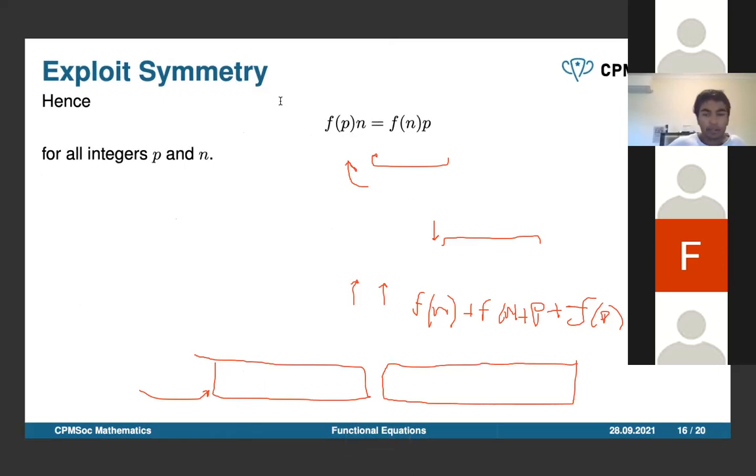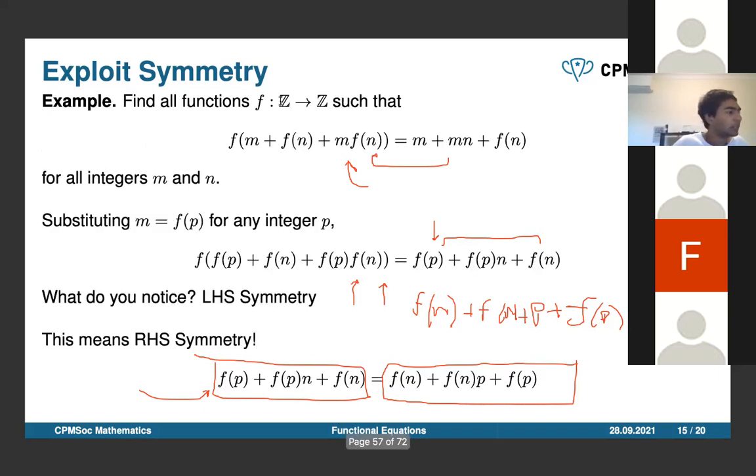Okay, so now we also get some cancellation. So I guess in the previous slide, the f of p's and the f of n cancel out, and all of it simplifies down to f of pn equals f of np in the next slide.